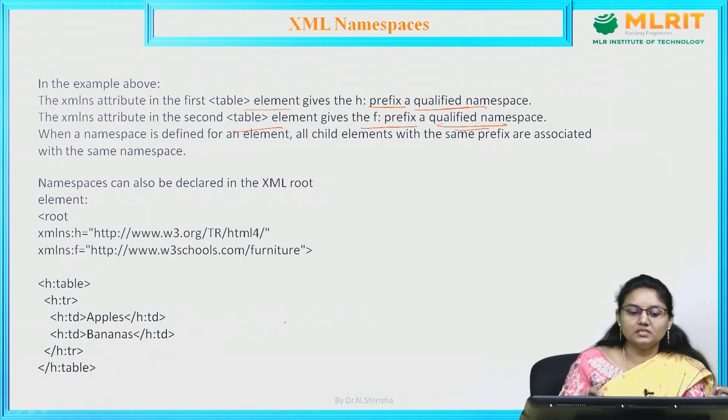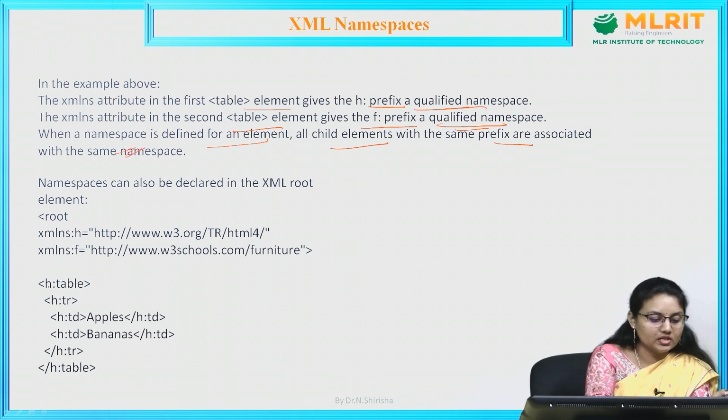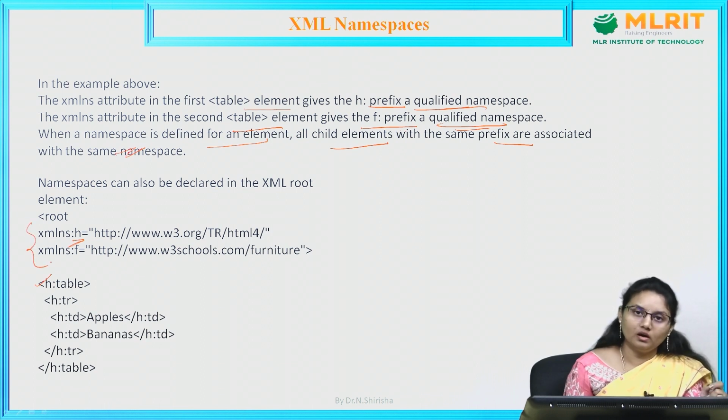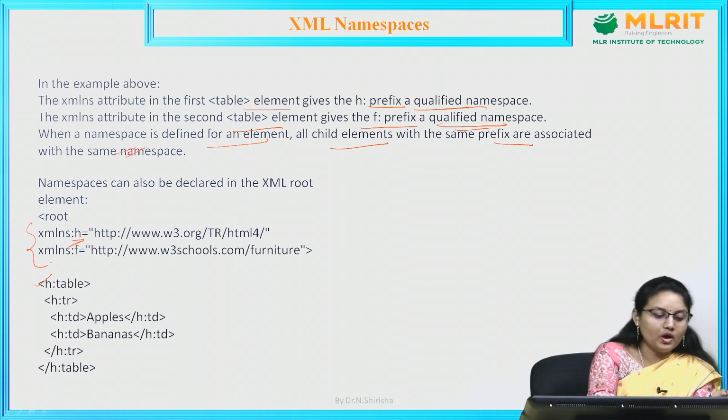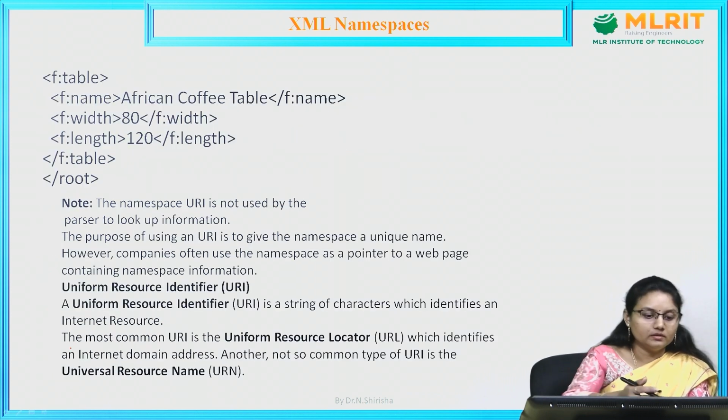When a namespace is defined for an element, which is nothing but a tag, all the child tags will have to follow the same prefix which is associated with the same namespace. So here H you have defined as a qualified namespace. Even though you are defining the qualified namespace in the starting tag only, you have to use that H prefix for every subtag, every child tag. So this is where we are giving the F tag.